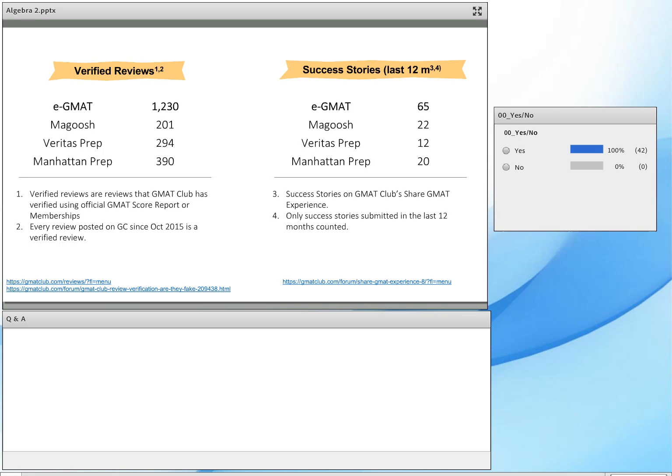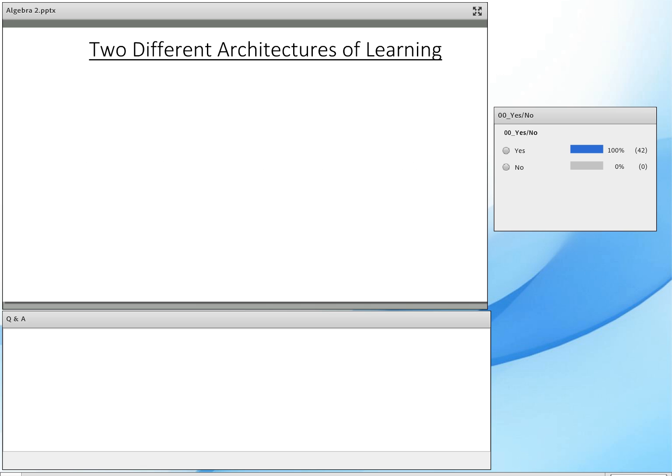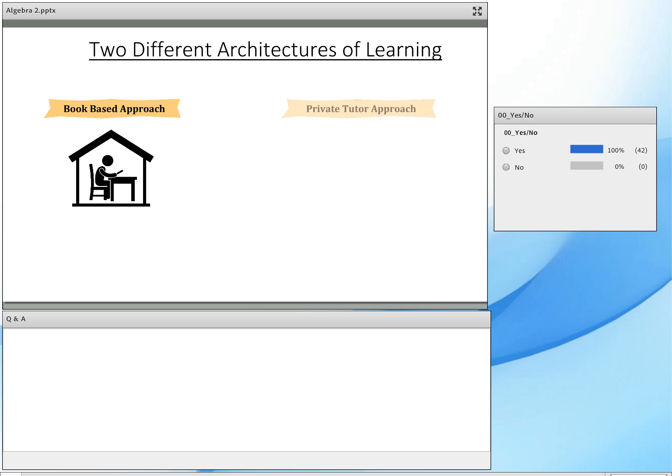Now, what makes our students more successful? It's really the architecture of our courses, or the distinct approach that we have towards GMAT prep. To understand that, it's very important to understand the different kinds of learning architectures available in the literature today. There are 2 different architectures. The first one, which is the most common, is the book-based architecture. The second one is the private tutoring-based architecture.